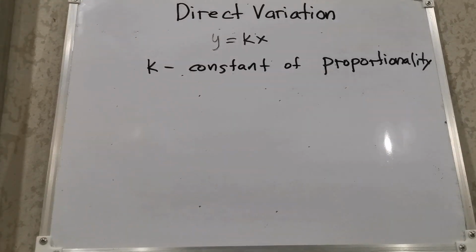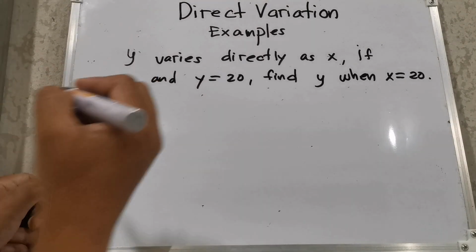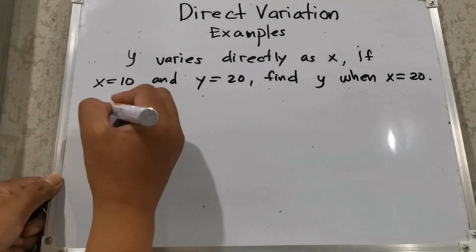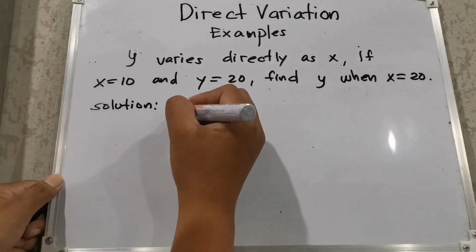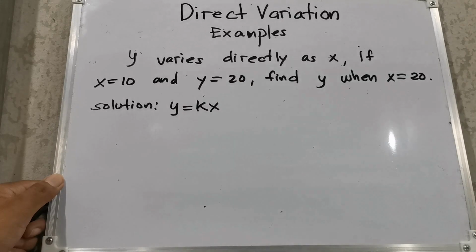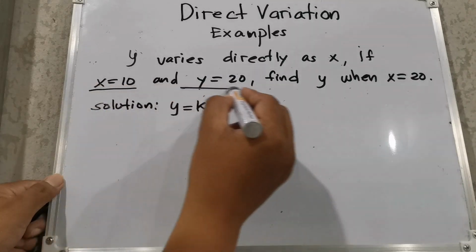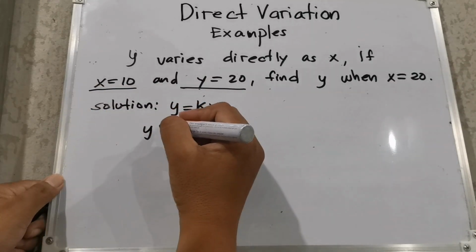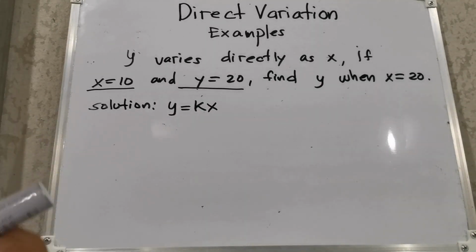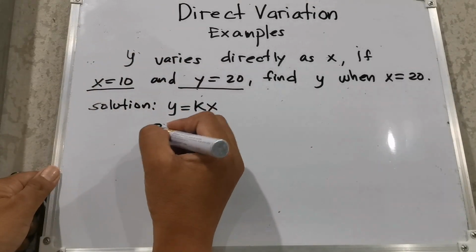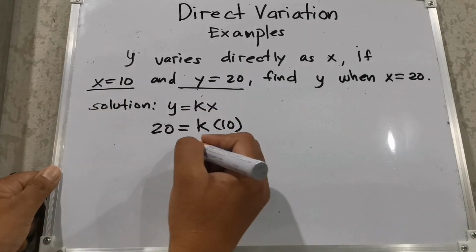To fully understand direct variation, we will have some examples. For example, number 1: y varies directly as x. If x equals 10 and y equals 20, find y when x equals 20. The solution for this one is we will make the formula, y varies directly as x, so we write it as y equals kx. And we're going to substitute all the given values, x equals 10 and y equals 20. So we write 20 for y, equals k, and x equals 10. We'll replace it by 10.